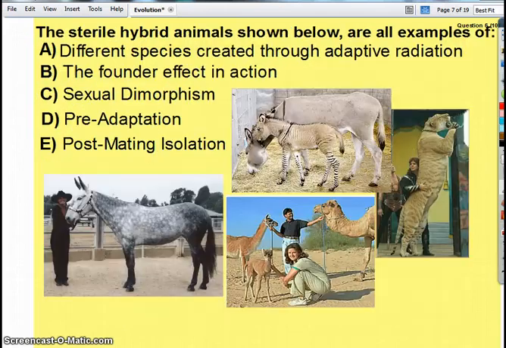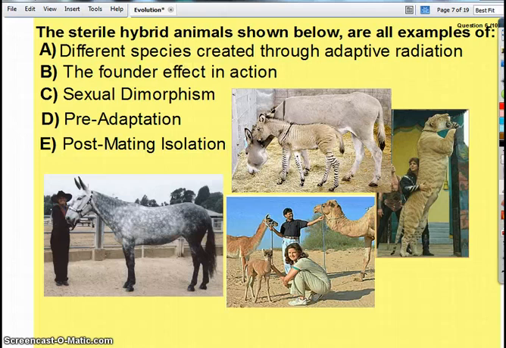Sterile hybrid animals shown below are examples of different, I'm not going to read all the choices. Basically, we went over this in class. Hybrids: if two organisms cannot mate and produce fertile offspring, they're considered different species. Now there's different levels of this. They could have different courtship rituals. They could mate at different times of the year. They could physically not be able to match up their sex organs to make an offspring.